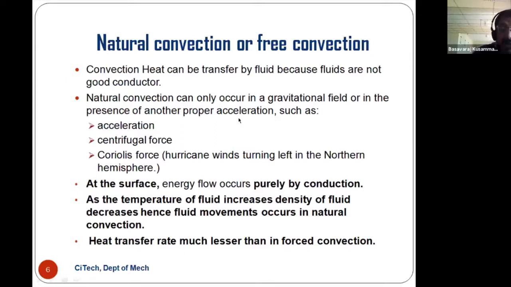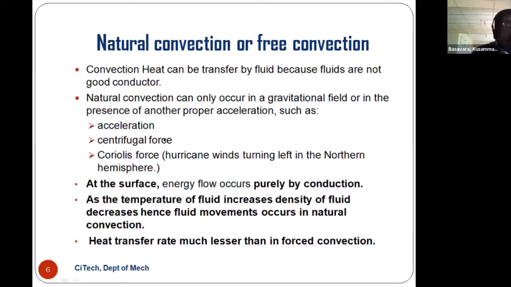Because we need the density difference. Understand? That's why natural convection can only occur in the gravitational field or in the presence of another proper acceleration, such as acceleration, centrifugal force, and Coriolis force.